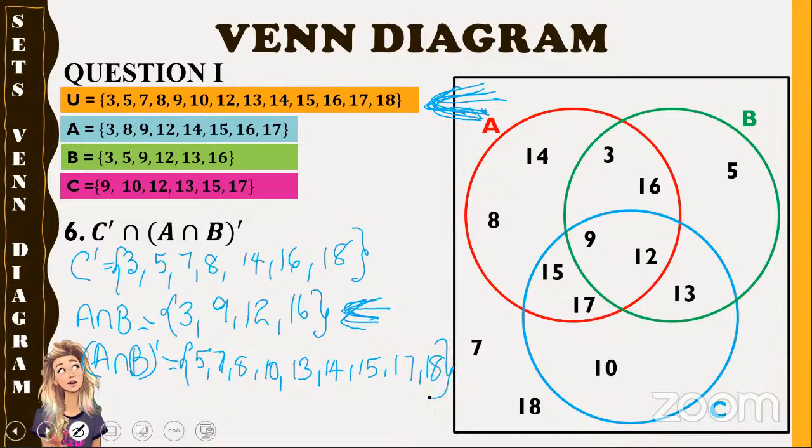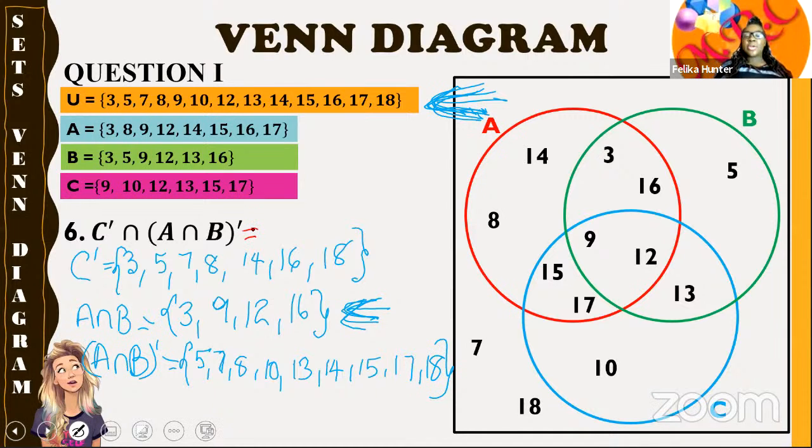All right, so we're going to go ahead and write our answer. Well done, Amicia. So it's C complement intersect A intersect B complement. So we're going to do this part now. What is common between C complement and A intersect B complement? So what is here that is also there.